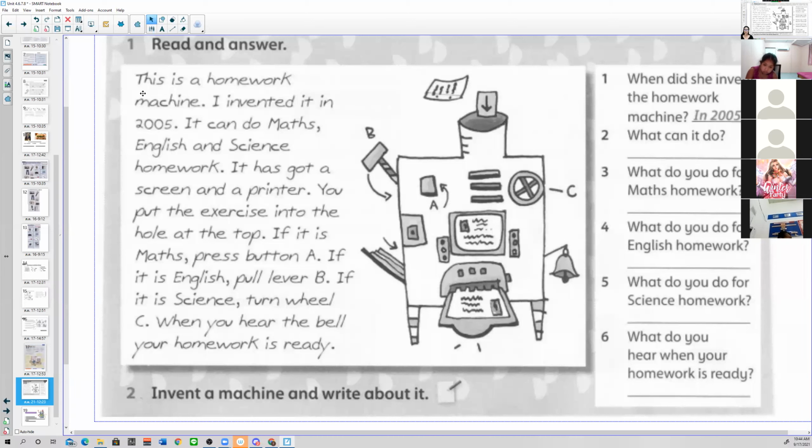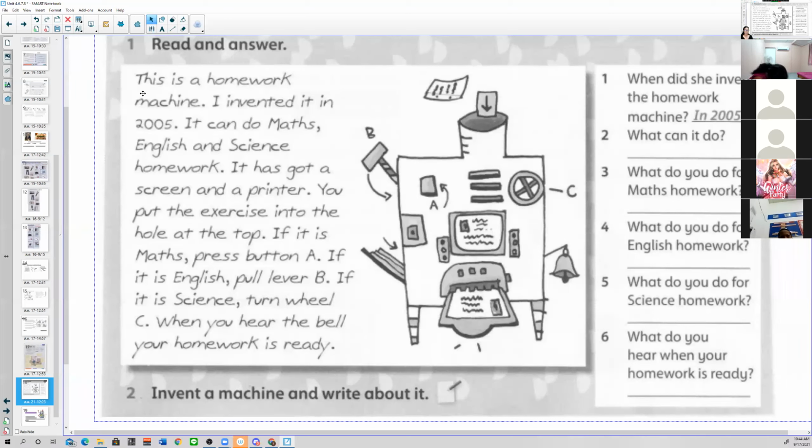This is a homework machine I invented in 2005. It can do maths, English, and science homework. It has got a screen and a printer. You put the exercise into the hole at the top. If it is math, press button A. If it is English, pull lever B. If it is science, turn wheel C. When you hear the bell, your homework is ready.